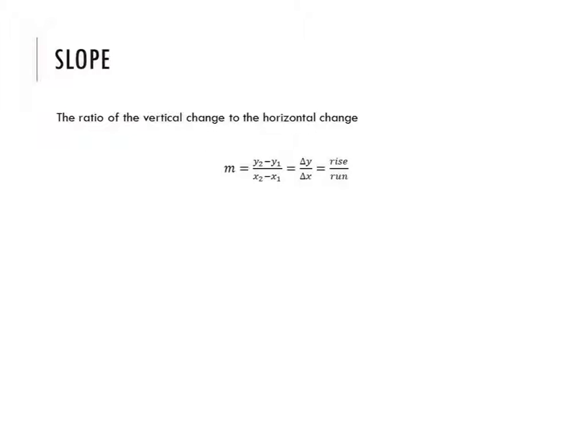First, let's remind ourselves the definition of slope. Slope is the ratio of the vertical change to the horizontal change. Vertically, we're looking at the y-axis, so that would be the difference in the y's, over the horizontal change, which would be your x-axis, so it would be the change in the x's.